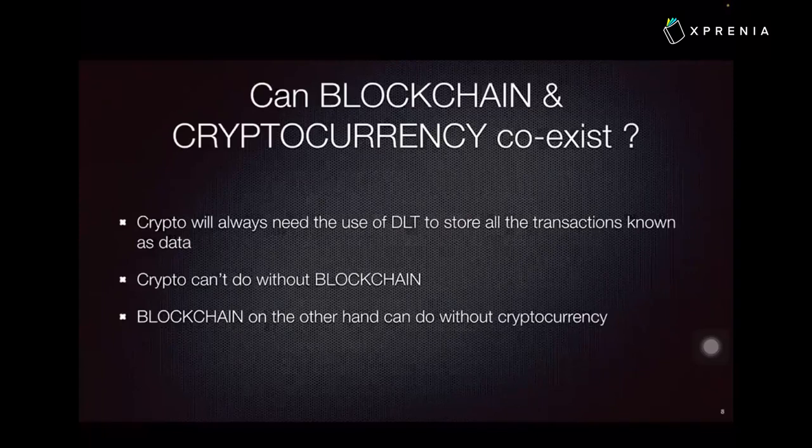Can blockchain and cryptocurrency coexist? Crypto will always need the use of DLT to store all the transactions, also known as data. Crypto cannot do without blockchain, but blockchain, on the other hand, can do without cryptocurrency. So they can coexist when needed.